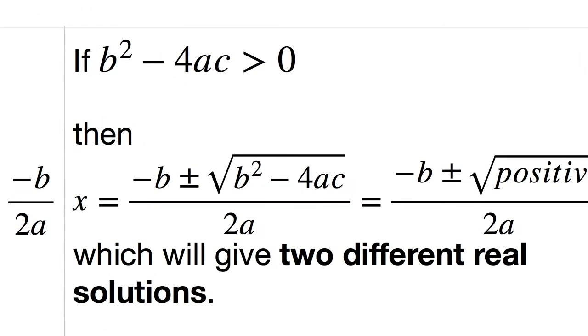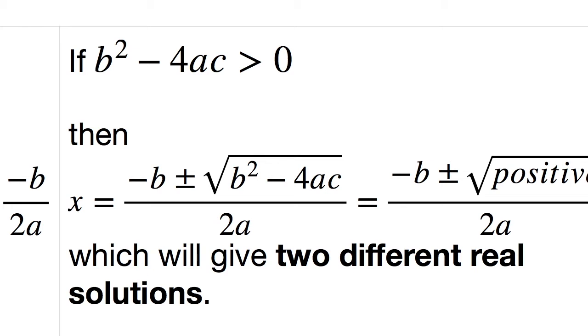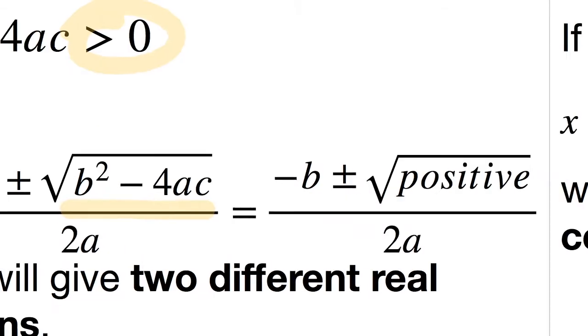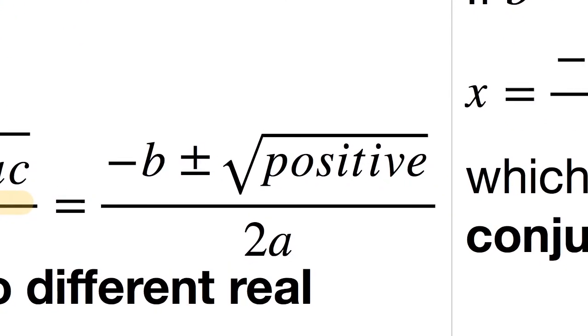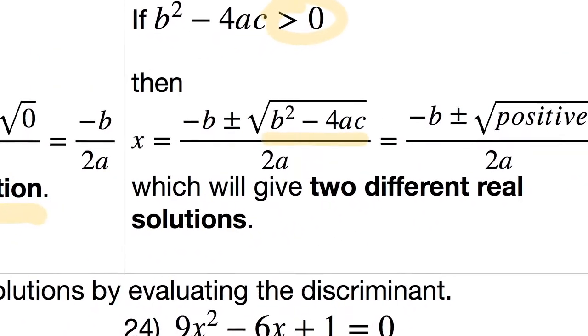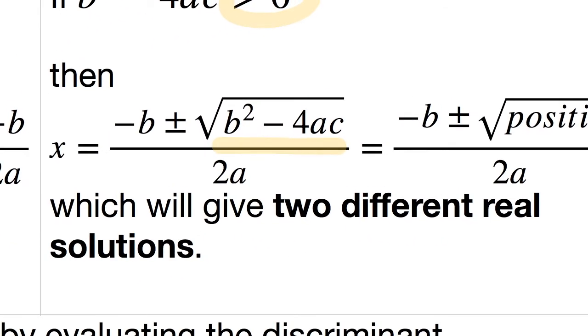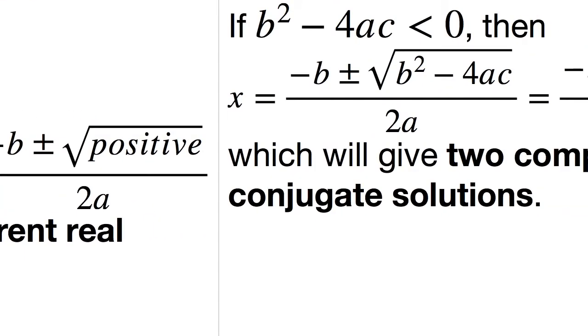If b squared minus 4ac, the discriminant, that big hairy mess inside the square root, is greater than 0, then you're going to get something that's positive. Negative b plus or minus the square root of something positive over 2a, and then you'll get two different real solutions. They won't be the same, they'll be two different ones, and at least they won't have an i value in it. It'll be positive, like most normal numbers.